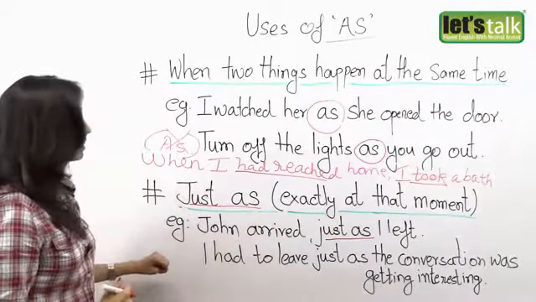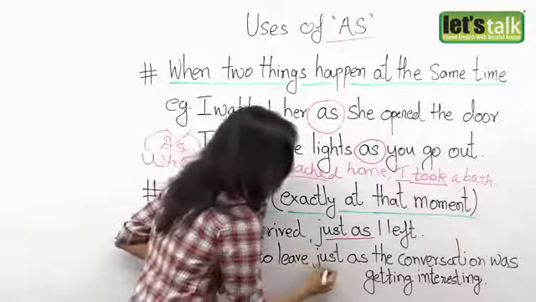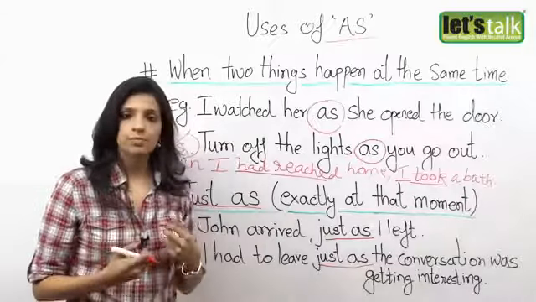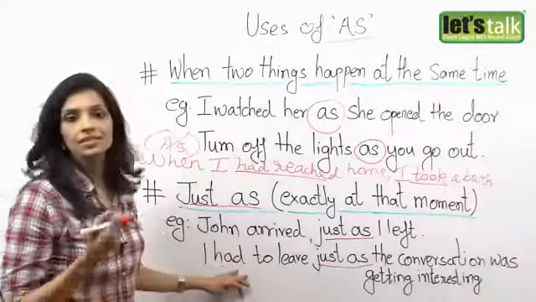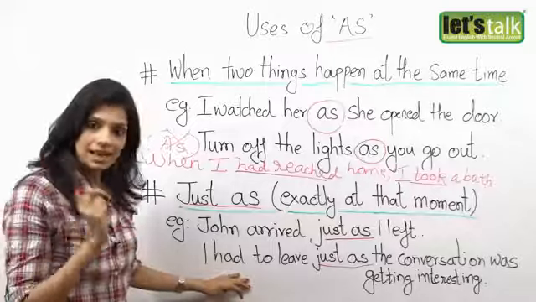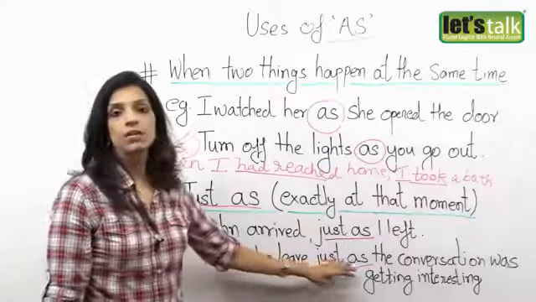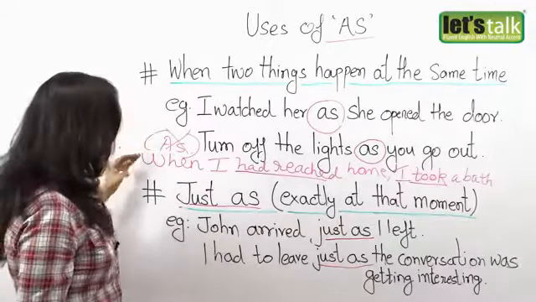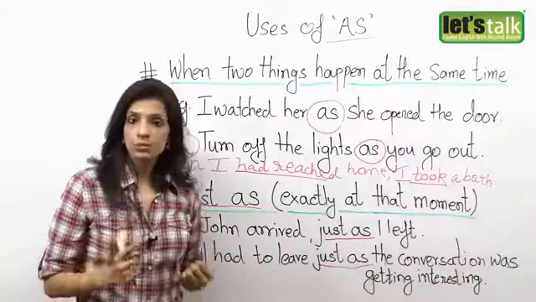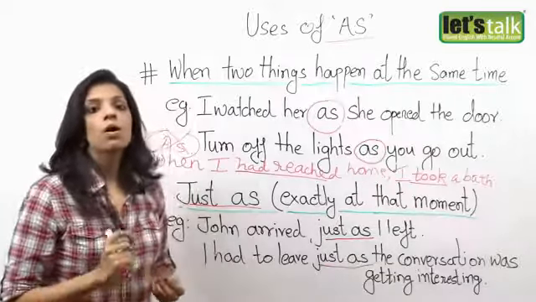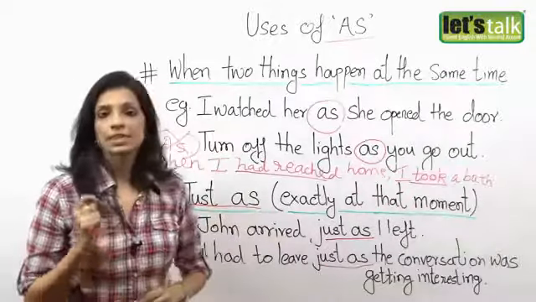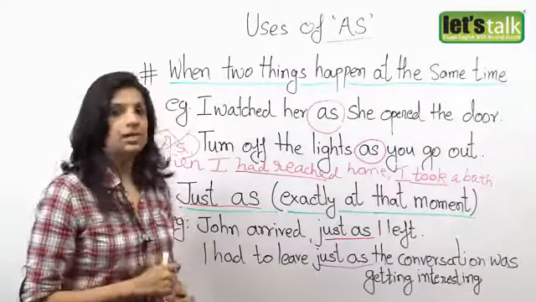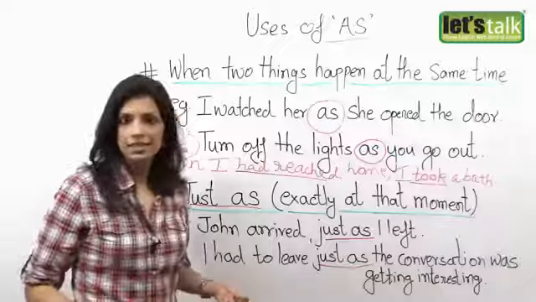In my next example, I had to leave just as the conversation was getting interesting. So when the conversation began to get interesting, that is the time I had to leave. So exactly at that time, I had to leave when the conversation got interesting. So I hope these two examples are clear to you. You use "as" when two things happen at the same time, or you use "just as" when you want to say something happened exactly at that moment. Now I'm going to be back and show you more uses of "as" in different sentences.